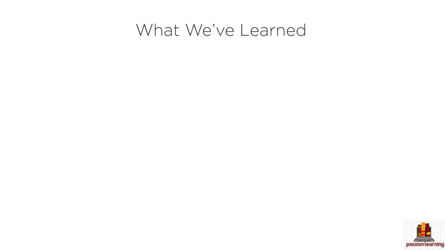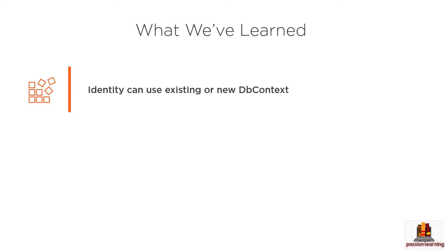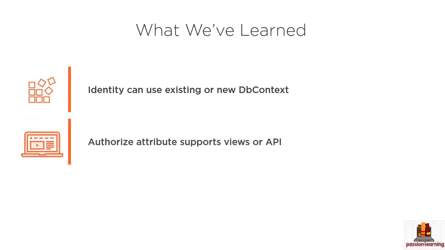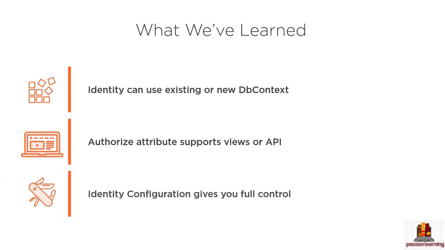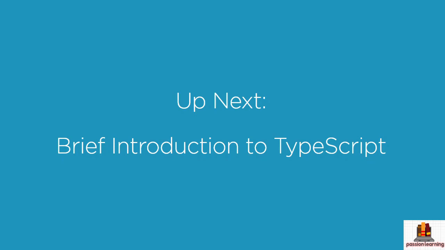Let's wrap up this module. So what have we learned? I've shown you how Identity can use an existing DB context, or you could really just have your own DB context directly for Identity, though combining them isn't uncommon at all. I've shown you how the Authorize attribute can help you control who has access to views or APIs. And we've configured Identity to change some of the way it behaves out of the box to better match the kind of things that you want Identity to do. Up next, we're going to introduce you to TypeScript before we dive into Angular.